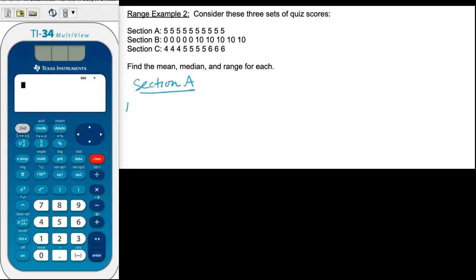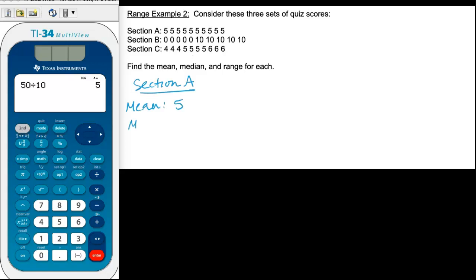I'm going to find the mean, and I'm going to add all these up and divide by the total. So 1, 2, 3, 4, 5, 6, 7, 8, 9, 10. So there are 10 5s. If I add those all up, I get 50. And if I divide by 10, then the mean is 5. I could have just seen that by looking at the list because the only value that's there is 5. So the mean is going to be 5.